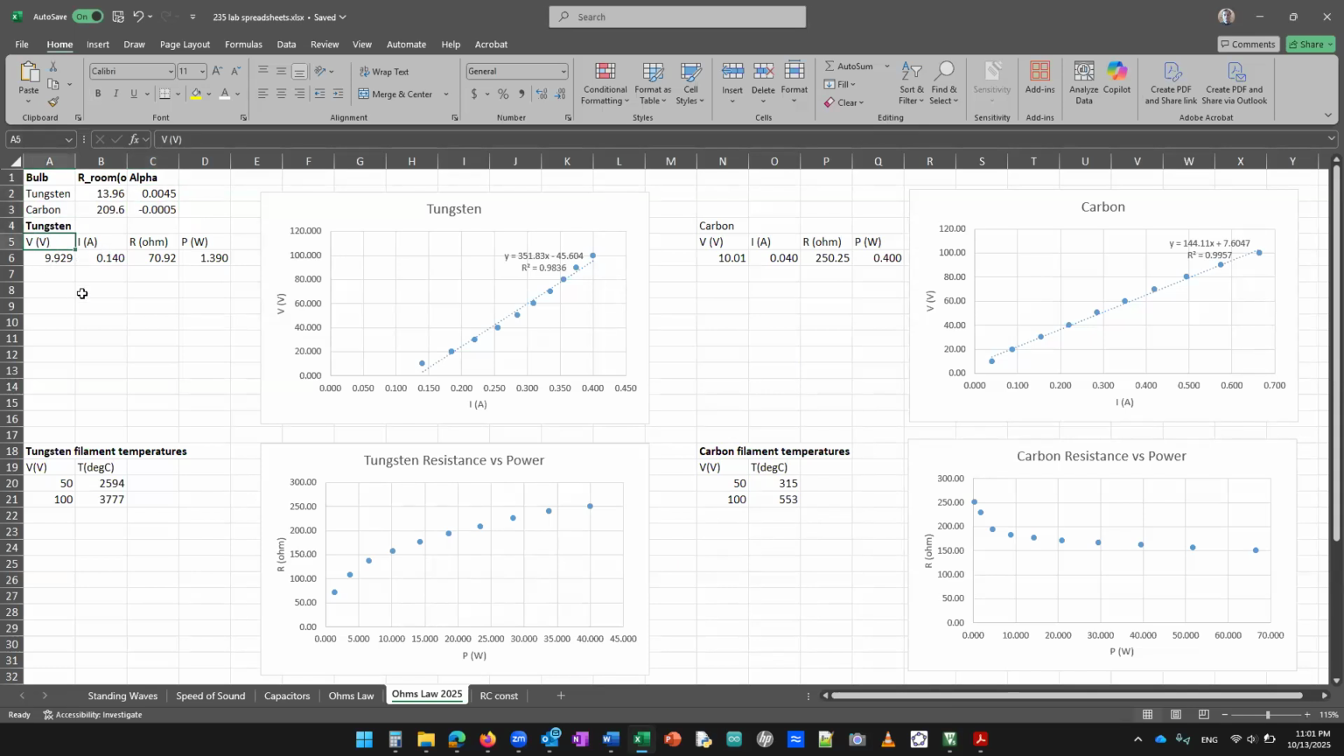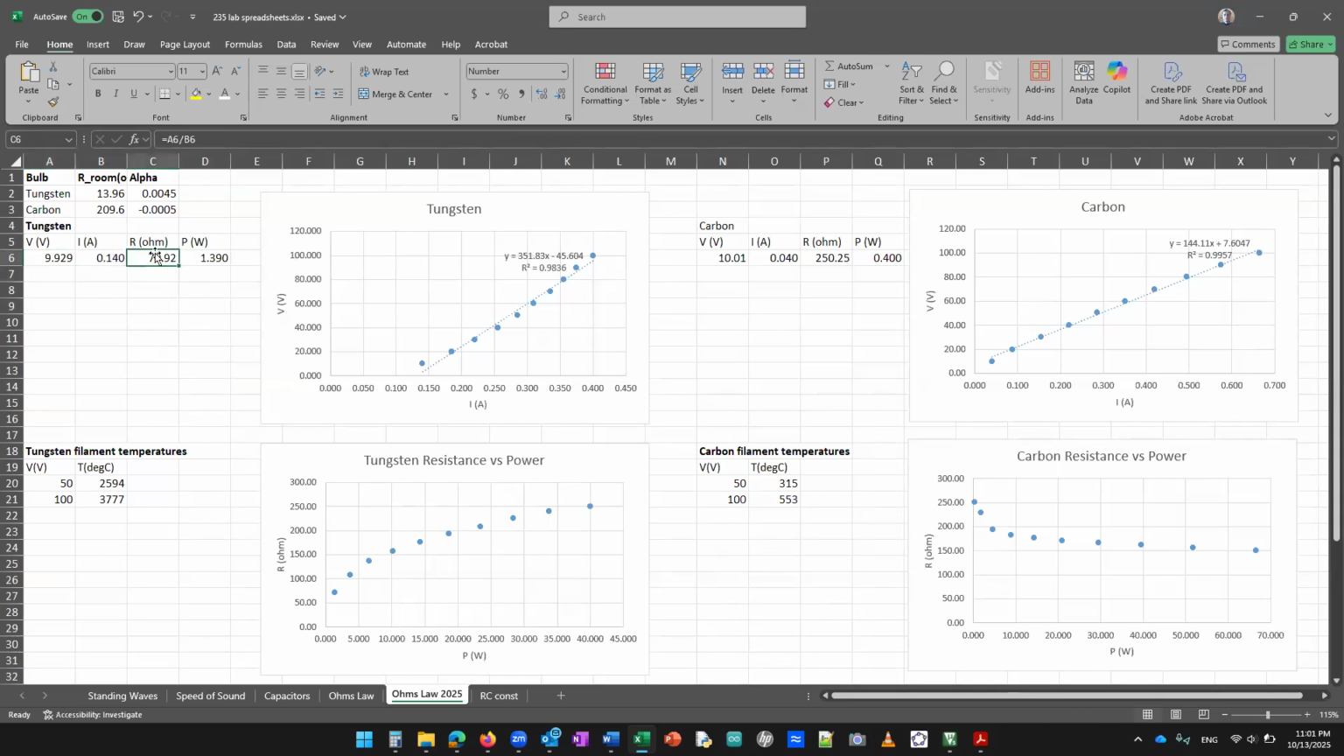we have voltage that we apply, current we measure, resistance we calculate, power we calculate. And I'm hiding the rest of the data just in case someone wants to just pause the video and copy. You're not supposed to do that. So these two values are from the experiment.